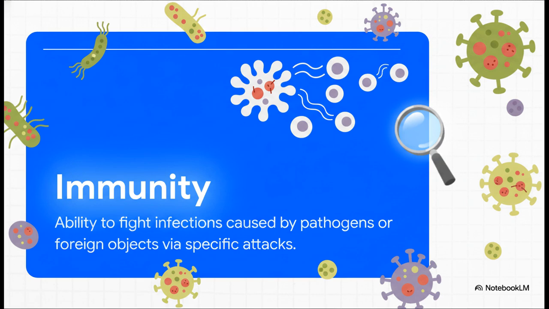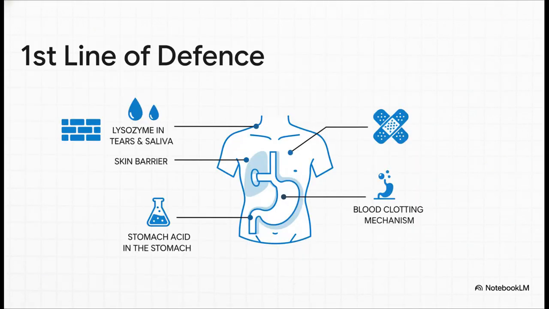Before we meet the guards, let's lock in our textbook terminology. Immunity is officially defined as the body's ability to fight infections caused by pathogens or other foreign objects through specific attacks. Now, what exactly is a pathogen? They're simply the microorganisms, like bacteria and viruses, that actually cause the disease. And on their surface, they carry antigens, which are basically the foreign chemical flags that trigger our immune defenses in the first place.